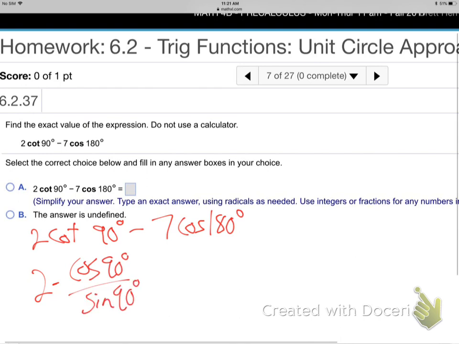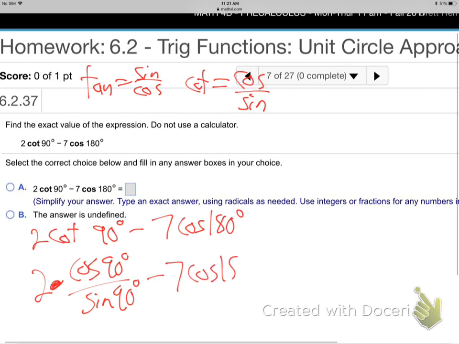Does everybody see how I came up with that? Because remember, tangent is sine over cosine, right? Cotan being upside down of that will therefore be cosine over sine, won't it? Cotan's upside down of tan. So I would go 2 times cosine 90 over sine 90 minus 7 cos 180. Then I would go to that unit circle, find those values, and plug them in.